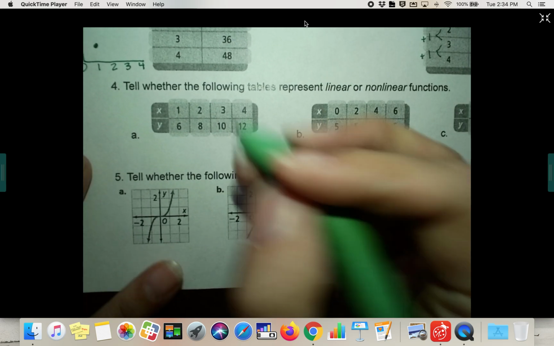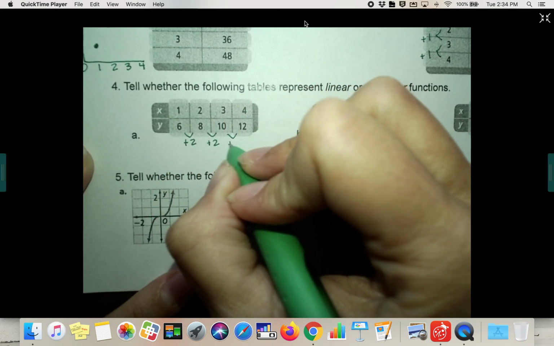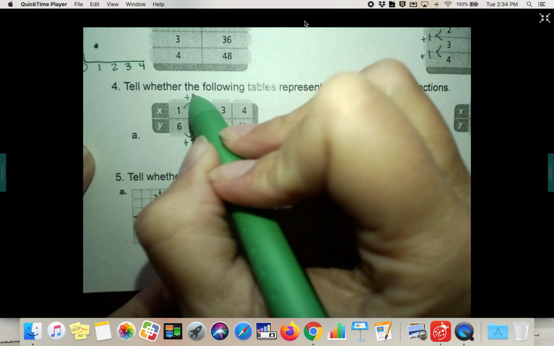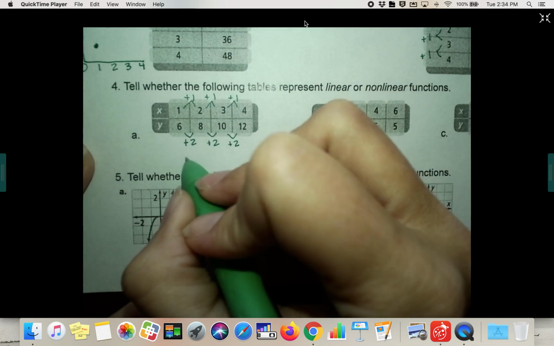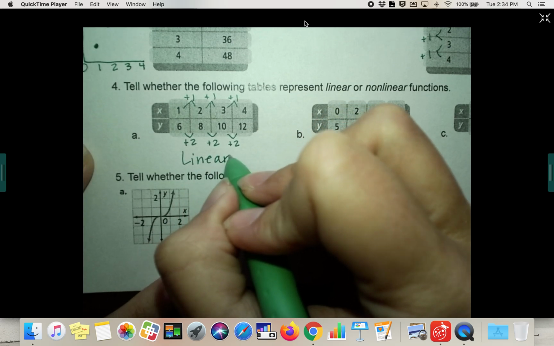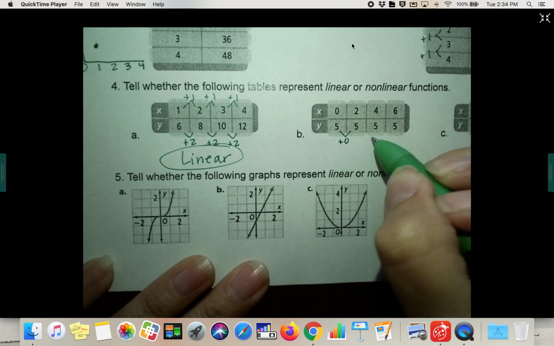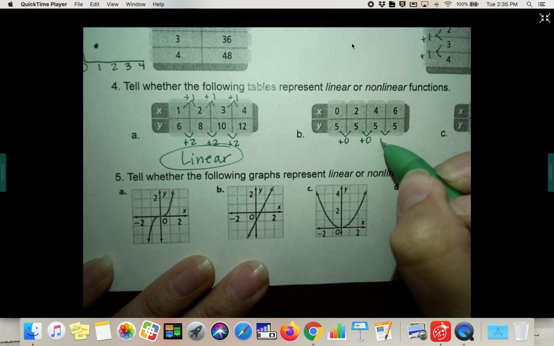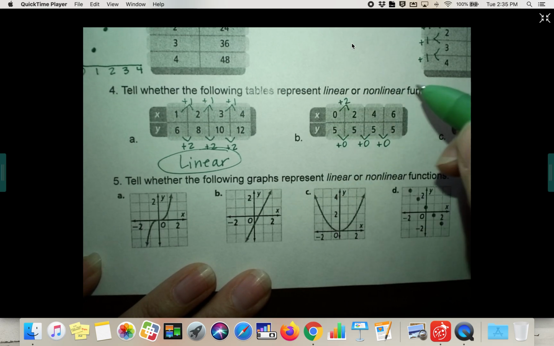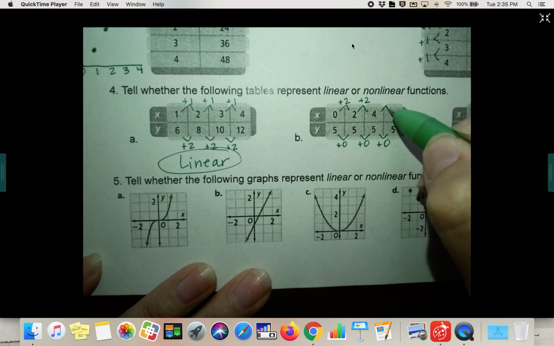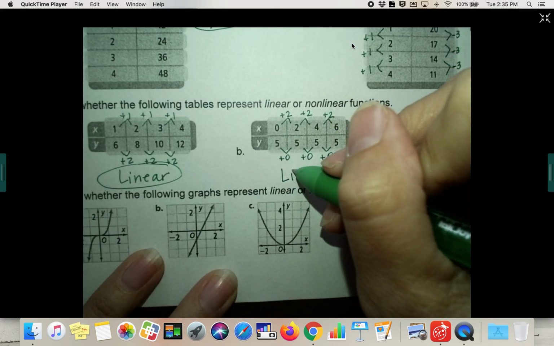Linear or nonlinear? Remember, linear means there's a pattern that's constant. This looks like it's adding 2 each time. This looks like it's adding 1, 1, 1. So yes, this is linear. Cool. Let's check the second one. This is adding 0, adding 0, adding 0, adding 2, adding 2, adding 2. They're doing the same thing. This one is also linear.